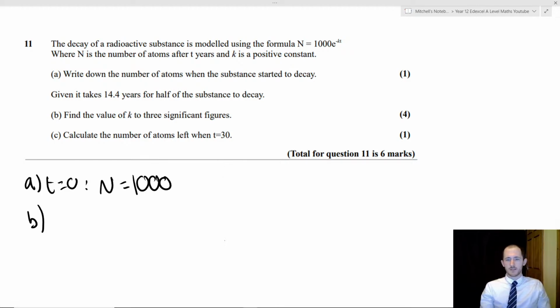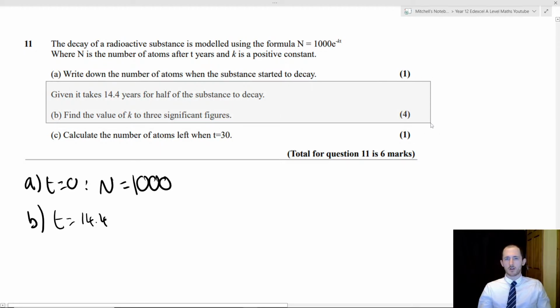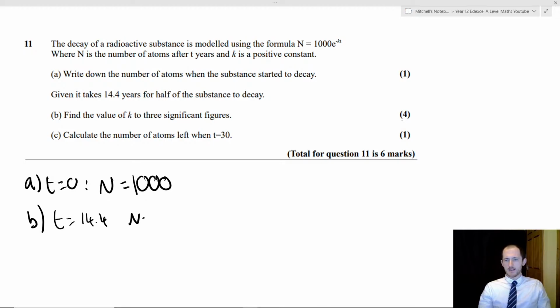So in other words, when t is equal to 14.4, and again remember, it's always a substitution, right? Now, I may have led you to believe that it's always the same, but keep in mind there's always 10% unseen marks. So this is where part B was the unseen question of the paper. It's always substitution, but they've changed it slightly. But normally it's always kind of the same thing. N is half, so 500.